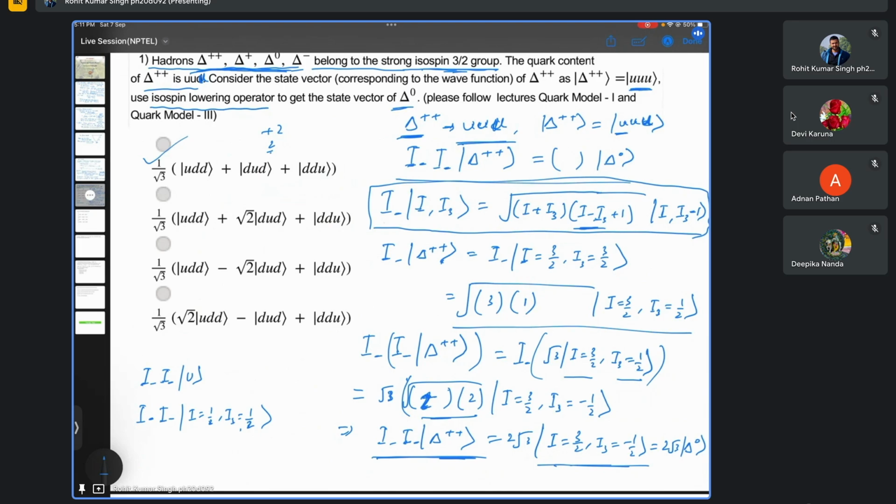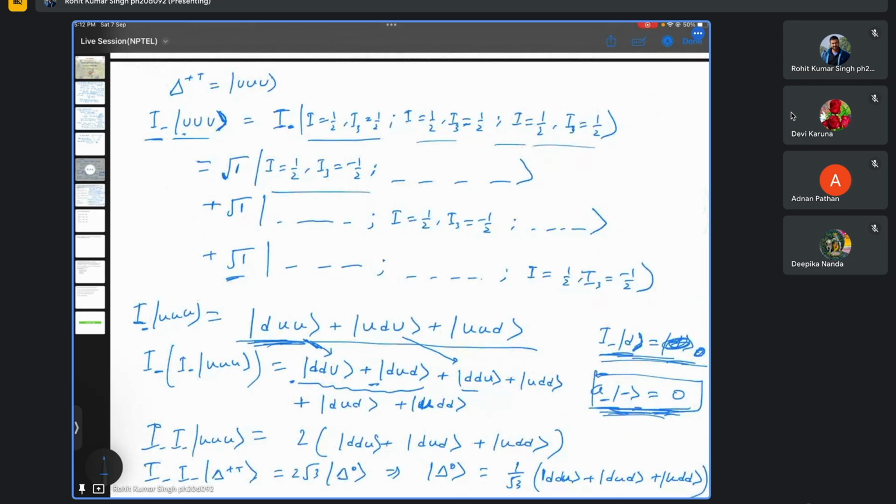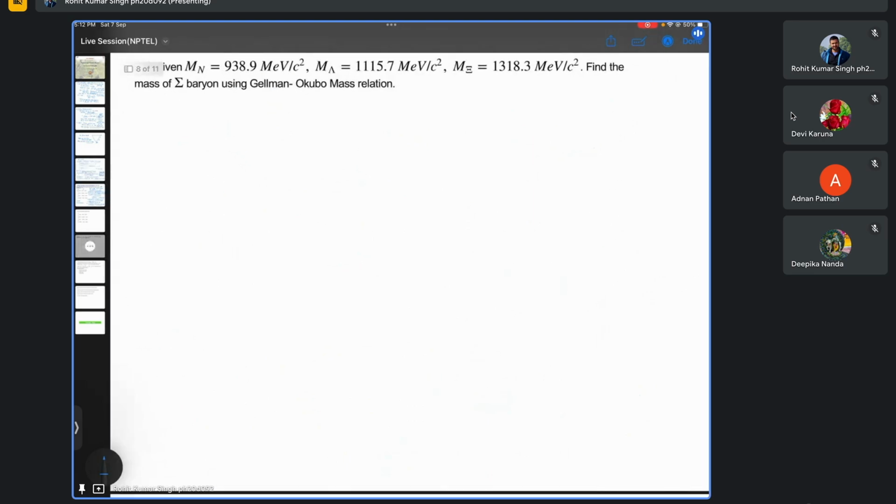Okay, yeah, I think this should be the correct answer. But just check if this is true for the lowering operator in case of this harmonic oscillator thing. I mean, the algebra should be the same, so if this is true, then this should also be true. I remember something like this. Okay, then let's go to the next problem.